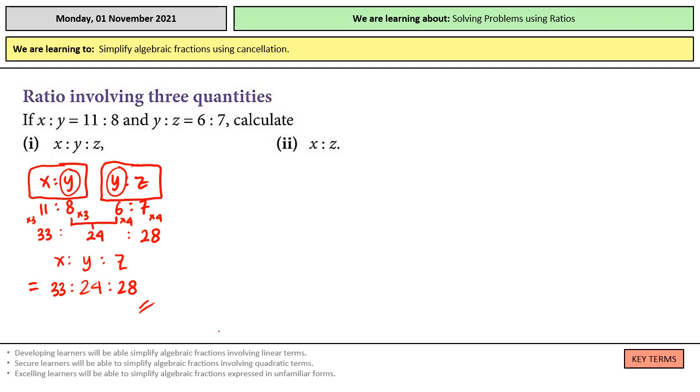Alright, so they're asking what is x to z on part 2. So x to z, if we get the ratio from part 1, will be 33 to 28. Can we simplify this ratio? Not really. So we'll just leave it at that.